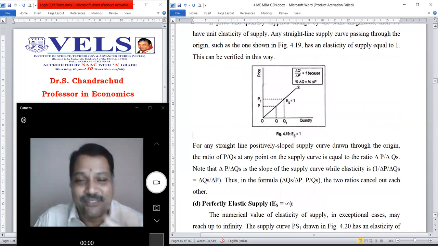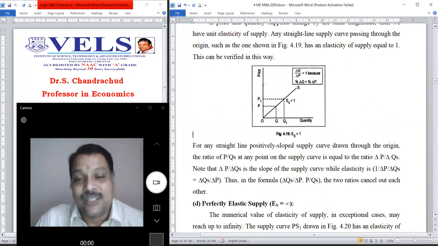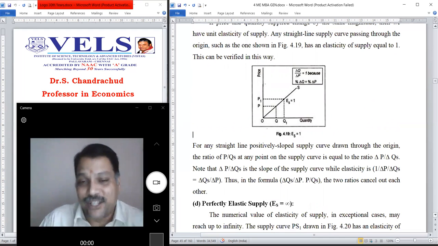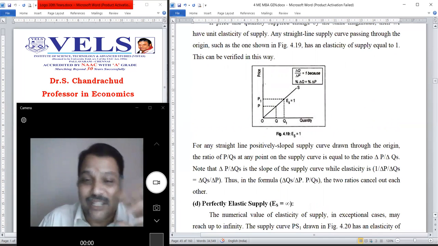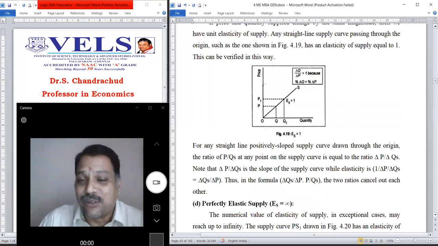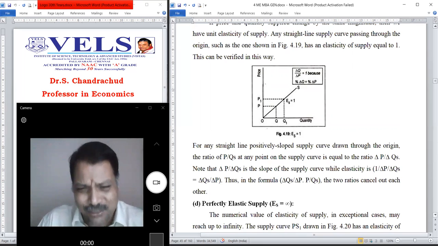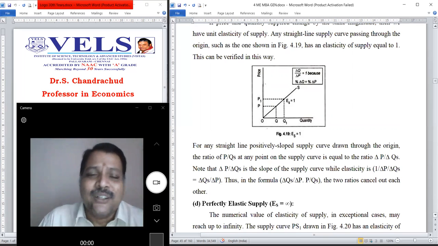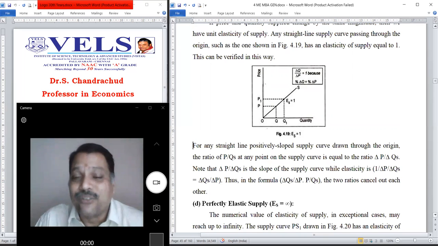The first one: for any straight line, positively sloped supply curve drawn through the origin, it is unitary elasticity. The ratio of P/Q at any point of supply is equal to the ratio of delta P by delta Q. Note that delta P by delta Q is the slope of the supply curve, while elasticity is 1 by delta P by delta Q into P by Q. So the formula for calculating the elasticity of supply is simply two ratios: delta Q by delta P into P by QS. Both get cancelled and we get the value of 1.